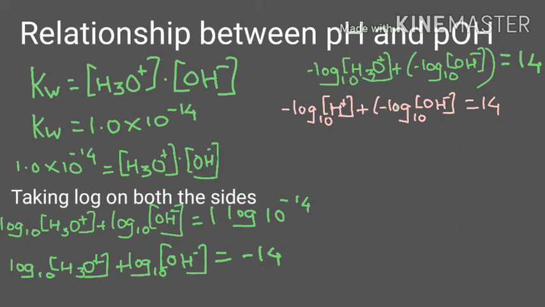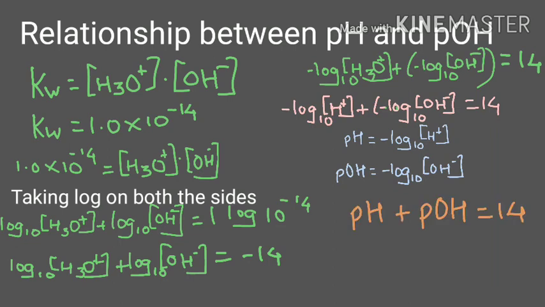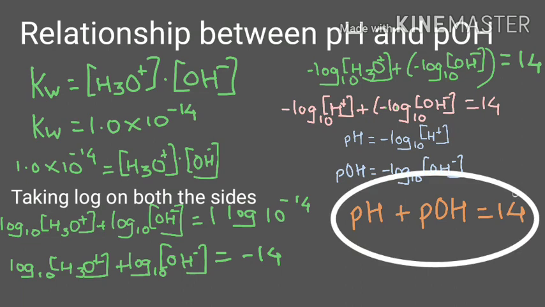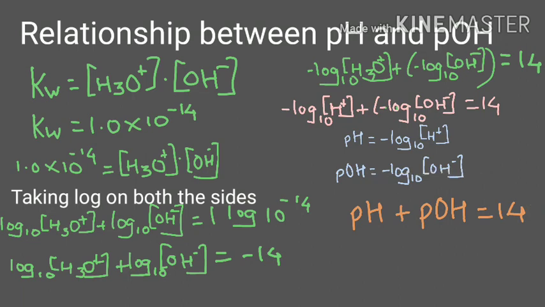Okay, so what will the equation take the form as now? Minus log to the base 10 of H plus minus log to the base 10 of OH minus ions, giving you equal to 14, right? Now we know that minus log to the base 10 of H plus is equal to pH and minus log to the base 10 of OH minus is equal to pOH. Now the equation will take the form of pH plus pOH is equal to 14. So you have to keep this equation in mind because it is very important for calculating the numericals. Okay, so this is the relationship between pH and pOH.